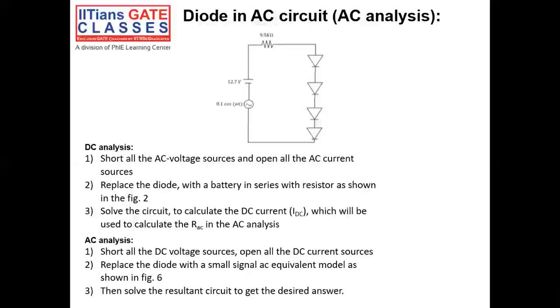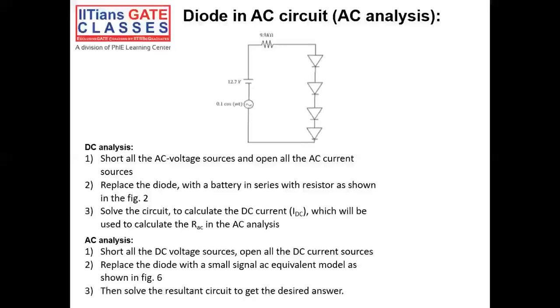The DC analysis is the same as diode DC that we have covered so far, but I'll still cover the points. In the DC analysis, first of all we have to short all the AC voltage sources and open all the AC current sources, if any. Basically, if we are doing the DC analysis, we are eliminating the AC sources. If it is an AC voltage source, we short it. If it is an AC current source, we open it.